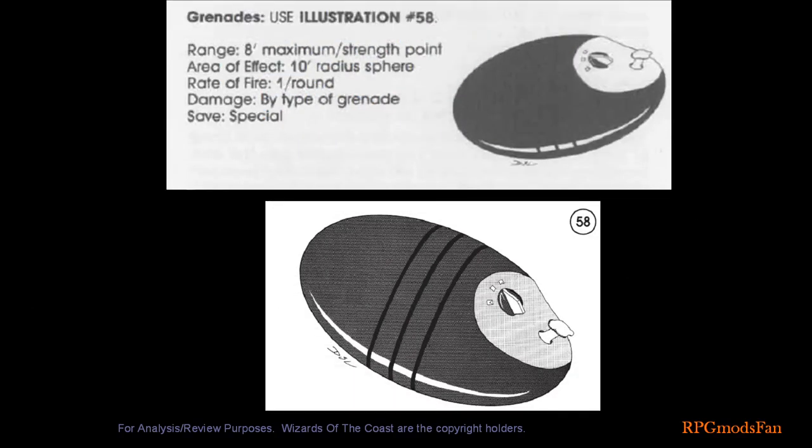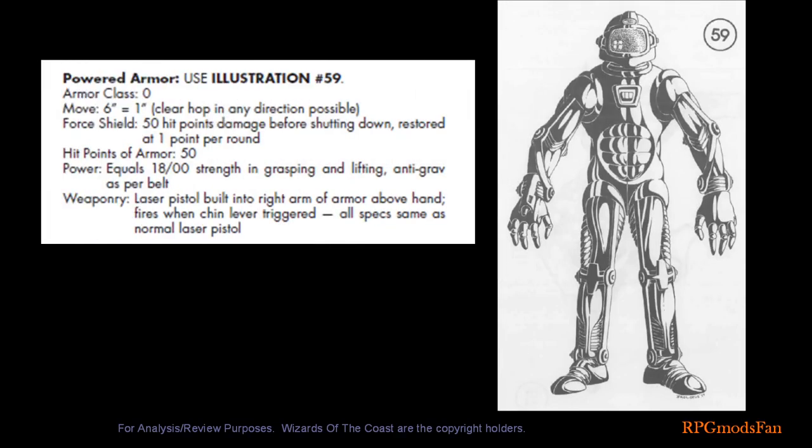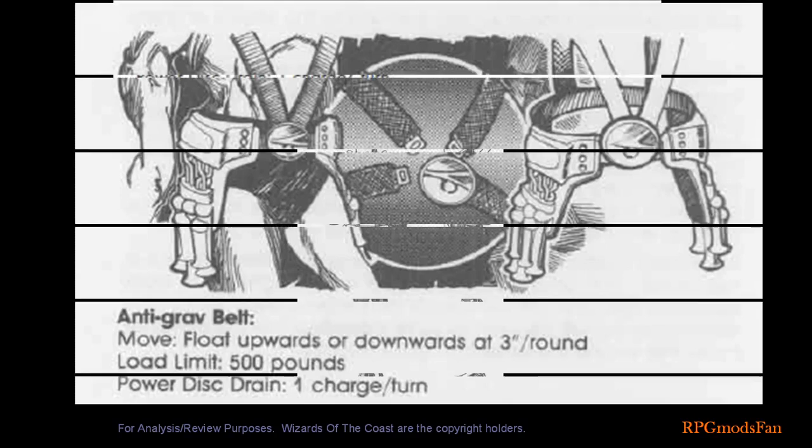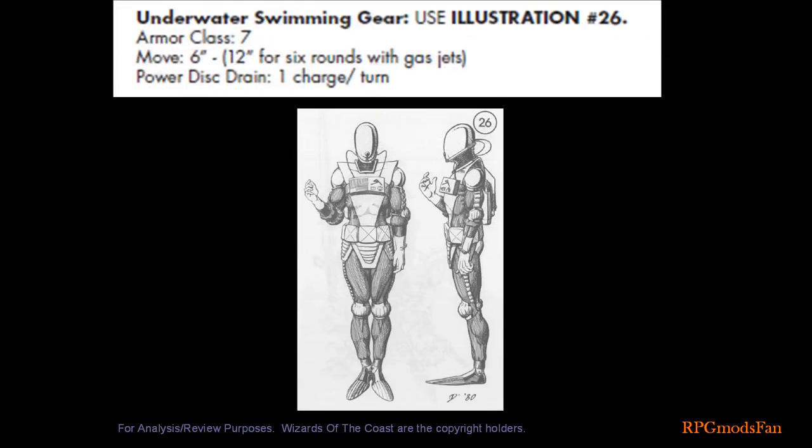These next devices are grenades. There are 4 types of grenades: explosive, incendiary, poison gas, and sleep gas. Next, we have powered armor. Those who enjoy Flash Gordon or Buck Rogers from the 1930s will probably like this device, which is an anti-grav belt. Earlier in the video, I have already mentioned the underwater swimming gear.